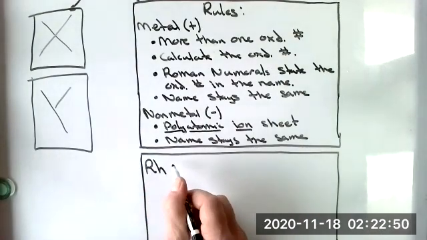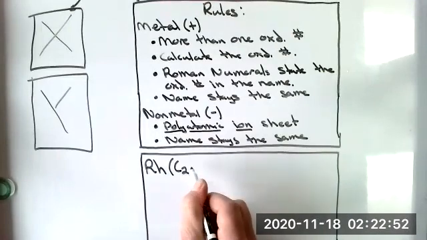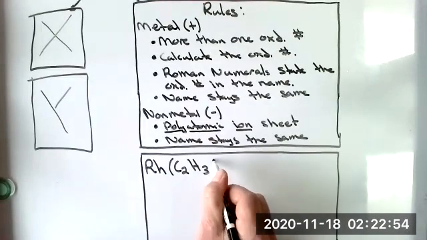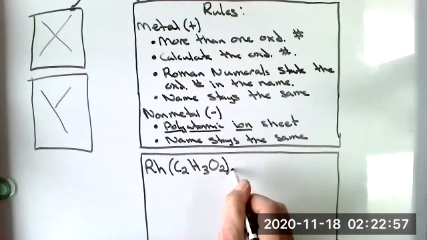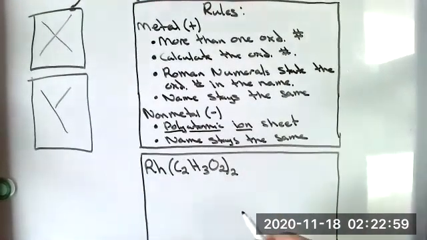Rh(C2H3O2)3. There you go. Oops, I want a 3. Let's go 3.